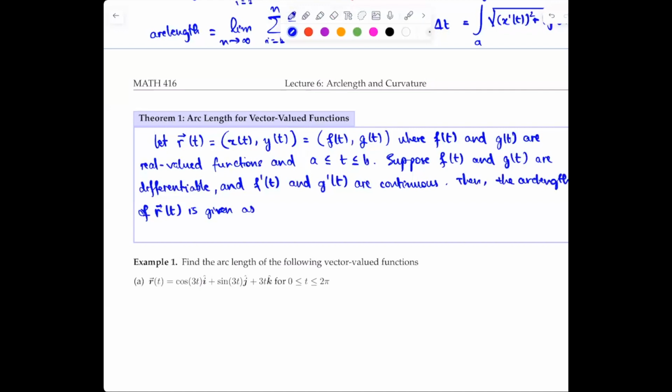All right, so the notation that I'm going to use for the arc length is s. So s is equal to the integral from a to b of the square root of f prime of t square plus g prime of t square dt. So this formula you have here is very similar to what we derived earlier, because x of t is equal to f of t and y of t is equal to g of t.